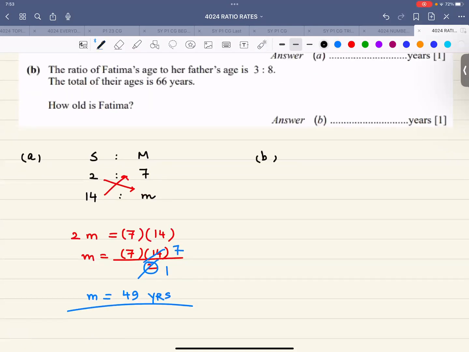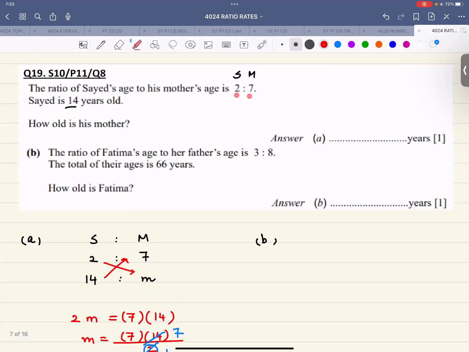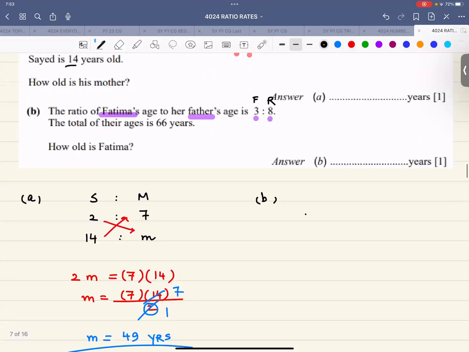The next question is about the ratio of Fatma's age to her father's age is 3:8. So that's Fatma and that is father. Let me write F over here. So Fatma is to father. I'm using the symbol F for father. This is Fatma, and this is father. Now it says the ratio is 3:8.